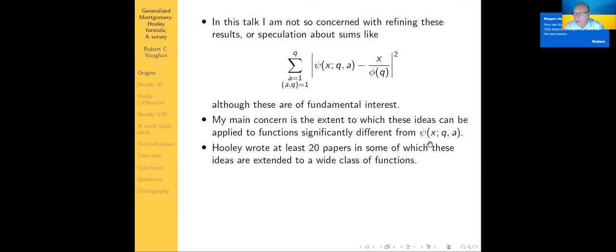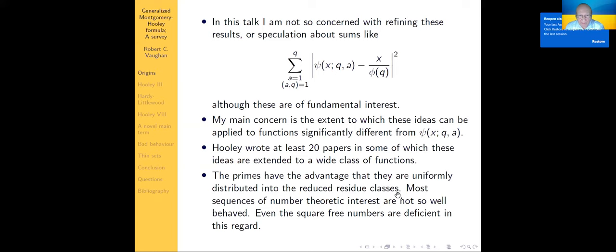Well, Hooley wrote at least 20 papers on the subject. 19 of them have this generic title, on the Barban-Davenport-Halberstam theorem. And there's one other paper that I know of, which was in the proceedings of the Vancouver ICM in 74. And he may have written some other papers, but there's certainly 20. And he was obviously fascinated by this whole subject.